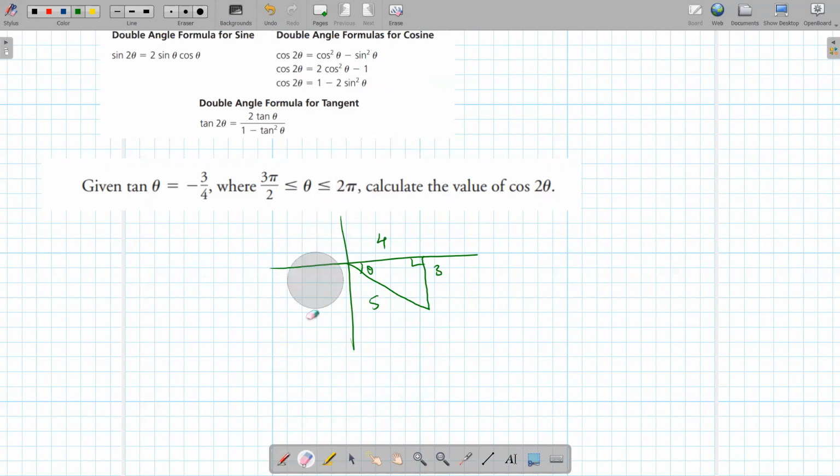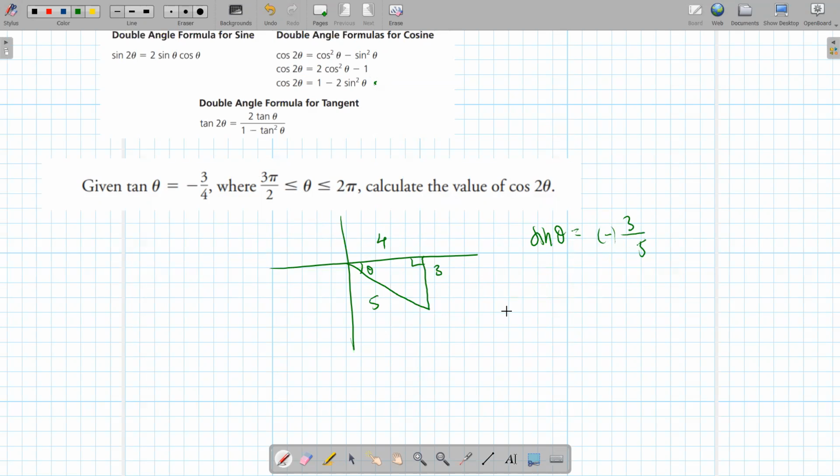But you can use any one of them. Or let's complicate our lives. We're going to use the last one. So the last one, it needs sine theta, right? Look at this triangle. What's sine theta? Sine theta is 3/5. But it's going to be negative, right? Because it's in quadrant 4.